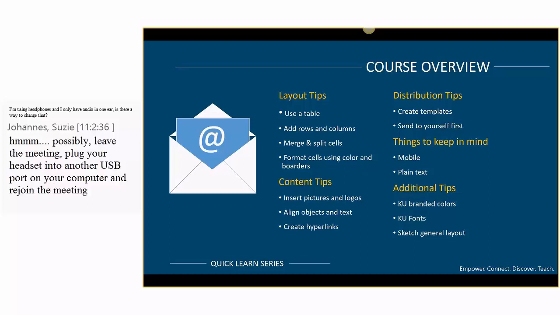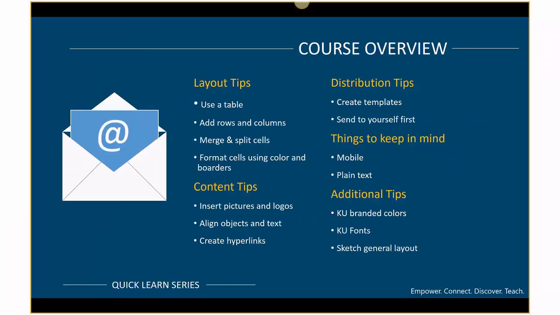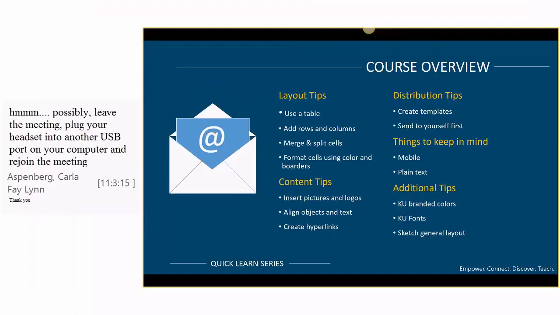So really the key to creating these is using tables within the email message. So we'll talk about adding those and formatting those a bit and getting them to look the way you want for your distribution. Then we'll talk about content tips, so adding in text, adding in images and pictures, logos if you have them. We'll also talk about aligning then these objects and making sure that they're in the correct place. And we'll also talk about creating hyperlinks.